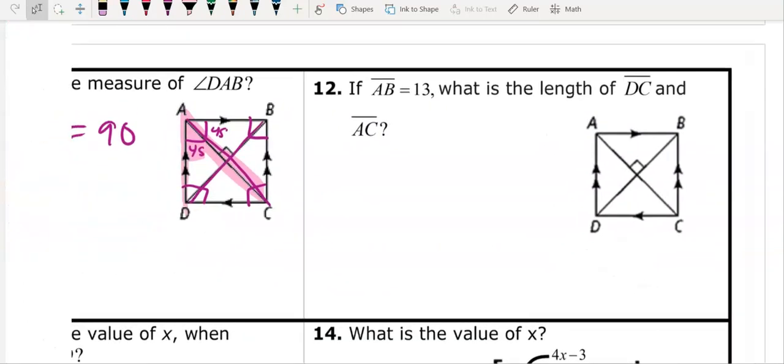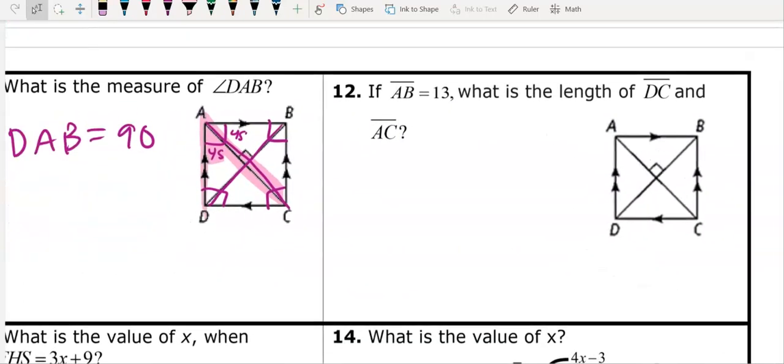All right, number 12. If AB is 13, what is the length of DC and AC? So here we have DC and AC, and it tells us that AB is 13. So if AB is 13, what is DC? DC is 13. The sides would all be 13, but the diagonals will be different.